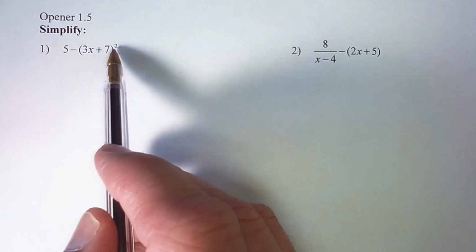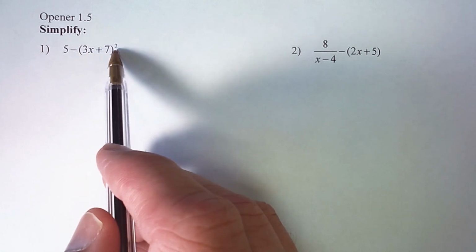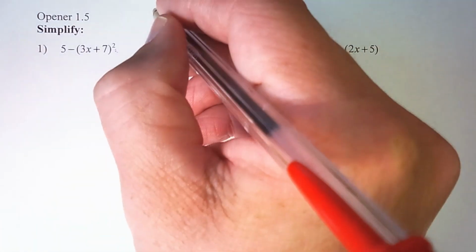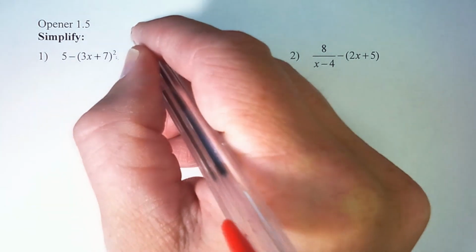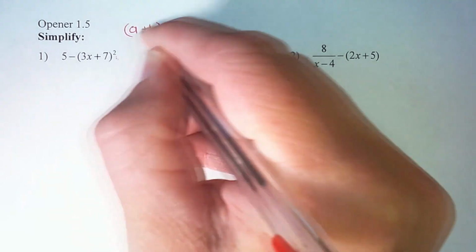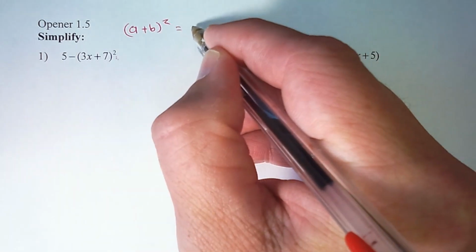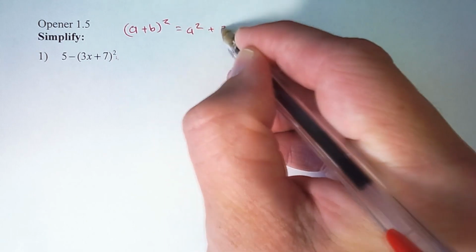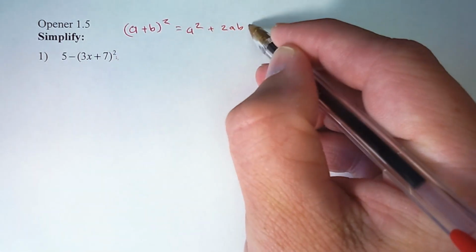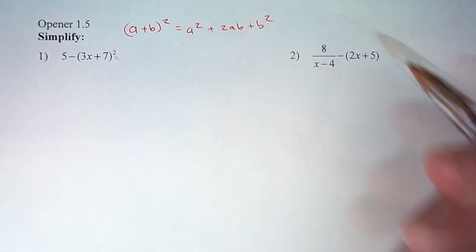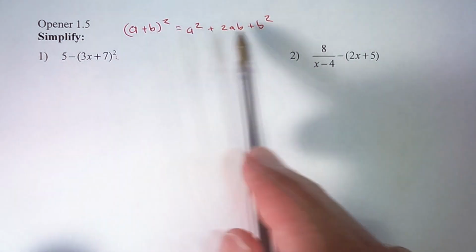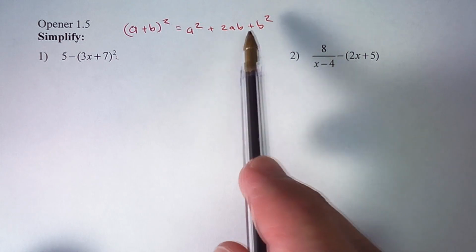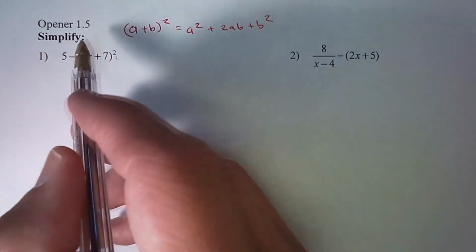Okay, so 3x plus 7 squared. Anytime we have a binomial squared, I want to remind you that it comes out in the form, so we'll say a plus b squared comes out in the form of a squared plus 2 times a times b plus b squared. Okay, so using this form as a shortcut is a nice, effective, and efficient way of squaring this.